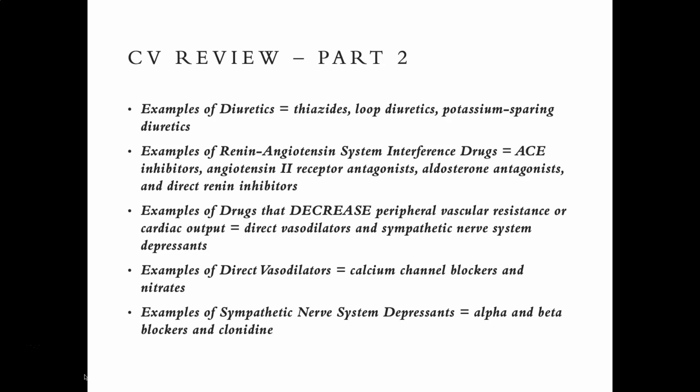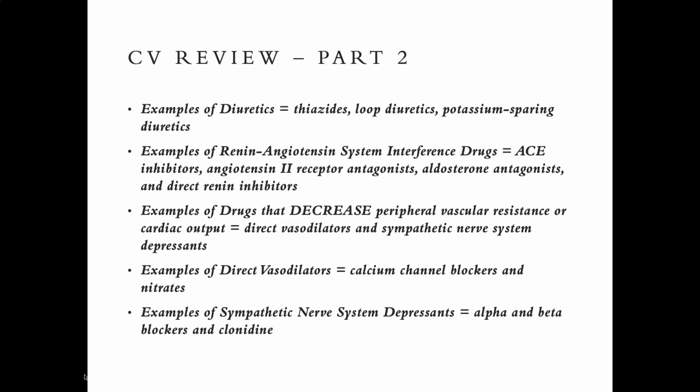Examples of renin-angiotensin system interference drugs. These are ACE inhibitors, ARBs, aldosterone antagonists, and direct renin inhibitors, and we'll talk more about that. But again, anything that inhibits or interferes with the renin-angiotensin system, which is salt and water, is something that will help. Drugs that decrease peripheral vascular resistance or cardiac output are those vasodilators and sympathetic nerve depressants, alpha and beta blockers, and clonidine.